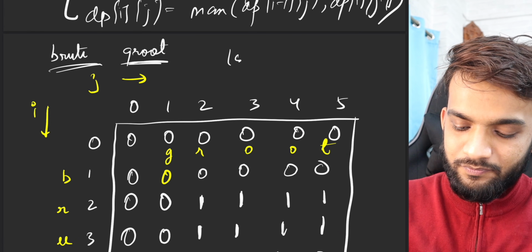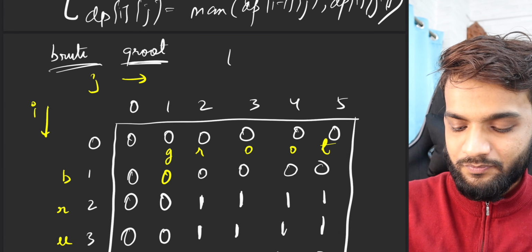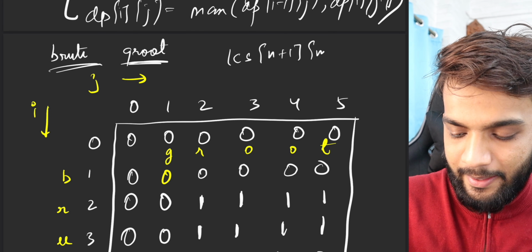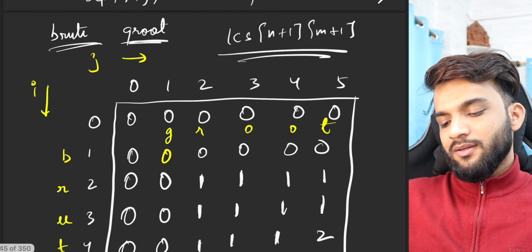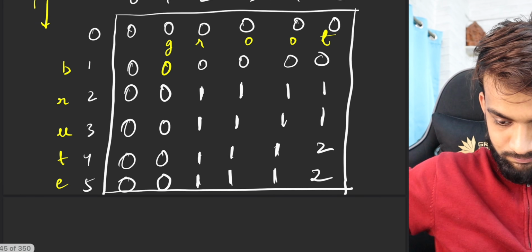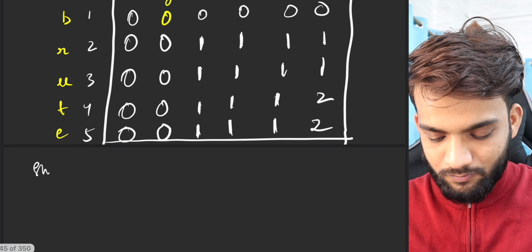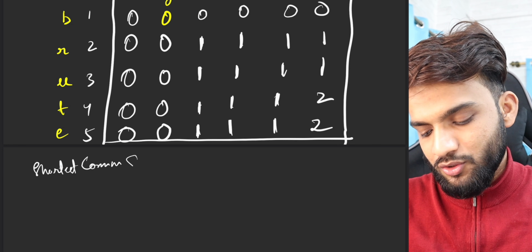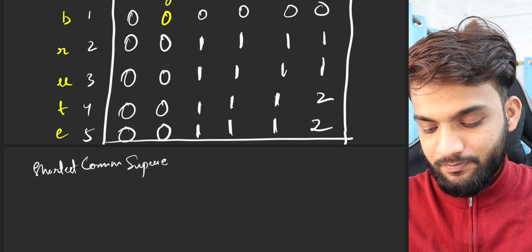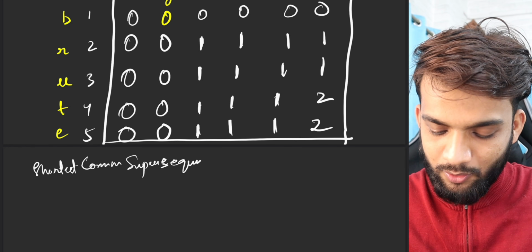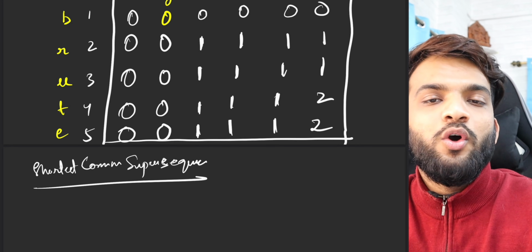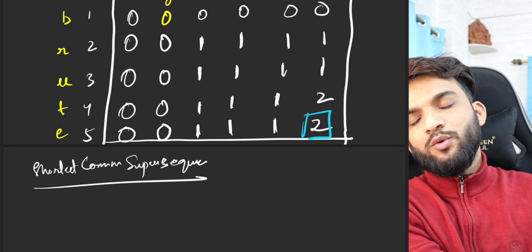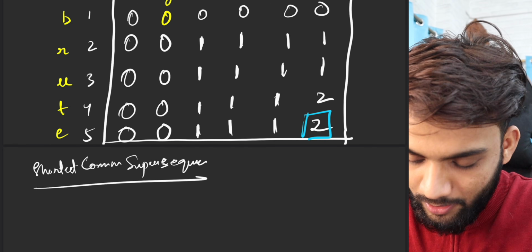Yes, that is the LCS table of n plus 1 and m plus 1. Again, one based indexing. So now how do you find the shortest common supersequence? That's the question. Let's figure that out. So we know one thing for sure. The answer does lie over here. That is something we know. Everyone knows. The answer does lie over here.